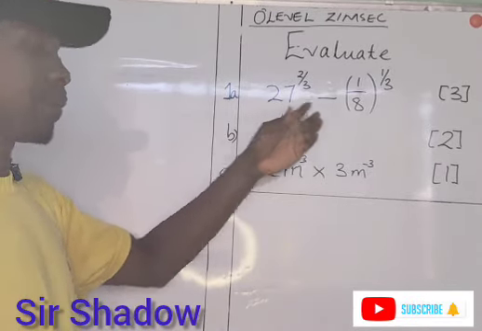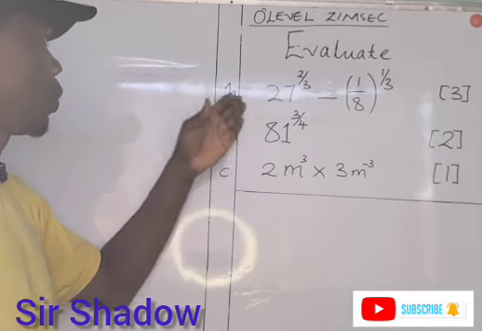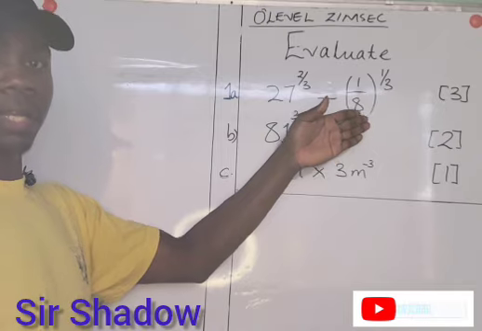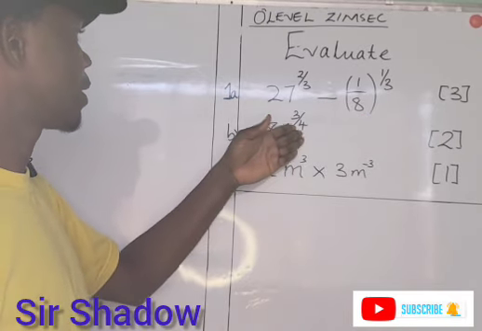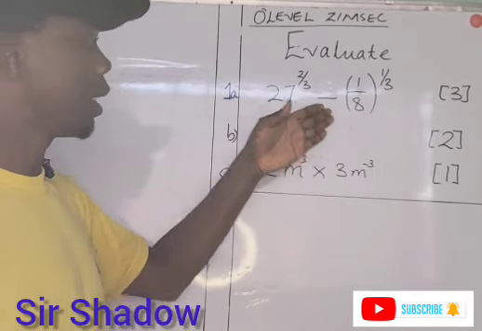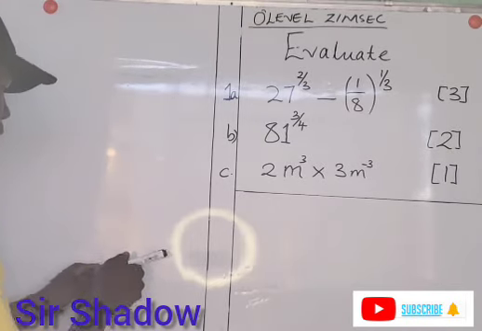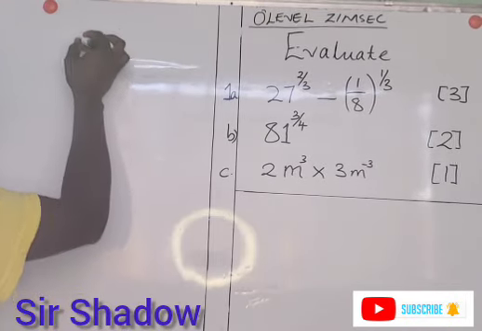Let's work on the first part. We want to work on question 1A first. Then after working on the first part, you move on to the second part, which is question 1B. Then lastly move on to question 1C, right? So let's move on to the solution, guys.